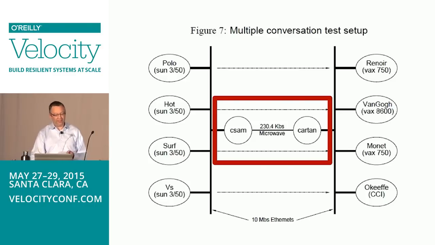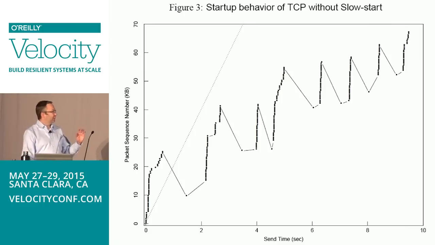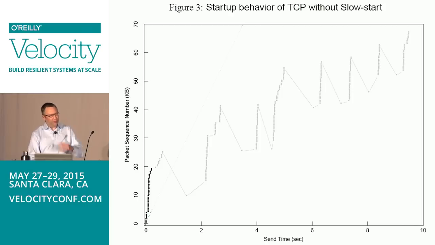So what did Jacobson see? It wasn't pretty. So here's a trace. Each point on this trace is a packet. On the x-axis is the time the packet was sent, and on the y-axis is the sequence number of the packet. A vertical line of dots then represents a set of packets that were all sent at the same time, and the sort of faint dotted diagonal line that comes out of the origin, that's the available bandwidth of the interconnect. So things look pretty good at first, right?